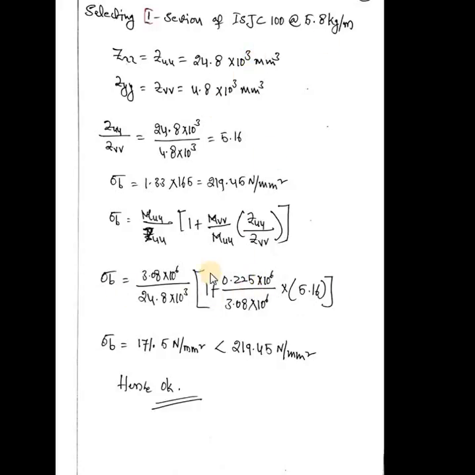After substituting all these values, finally we got sigma B is equal to 171.5 Newton per mm square. This is the calculated value. This is the permissible limit, 219.45 Newton per mm square. That means our selected section satisfies the bending stresses and also the bending moment.